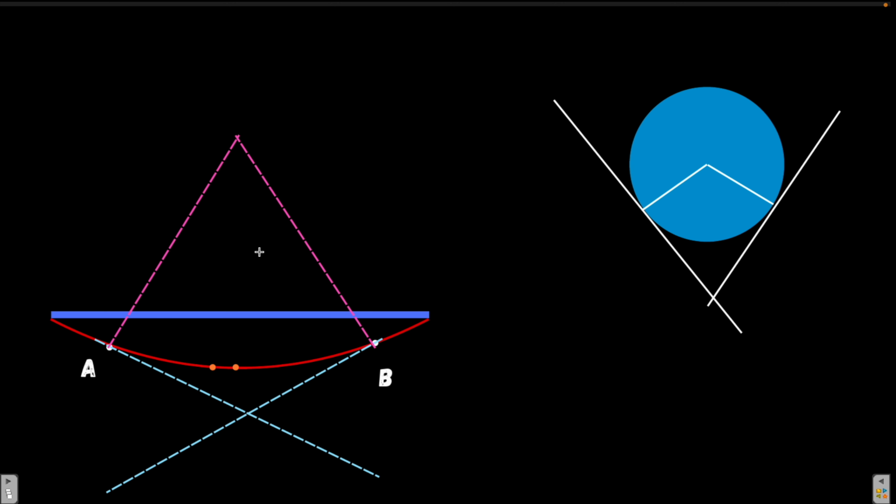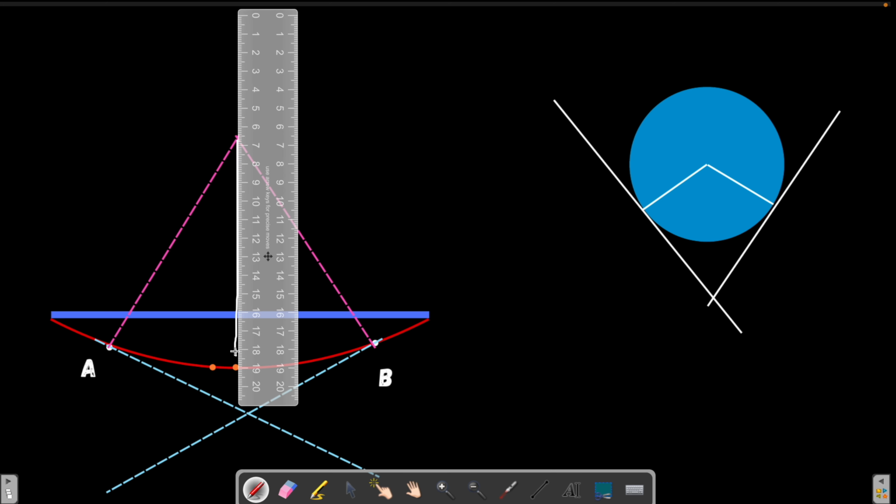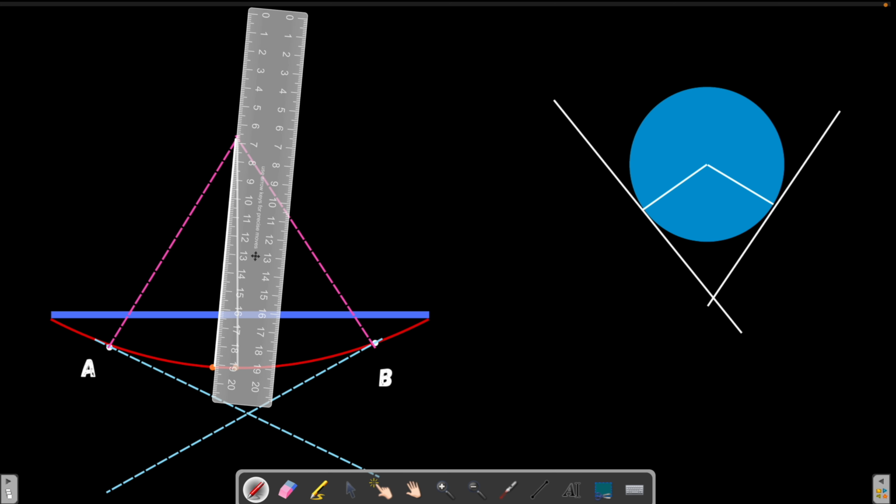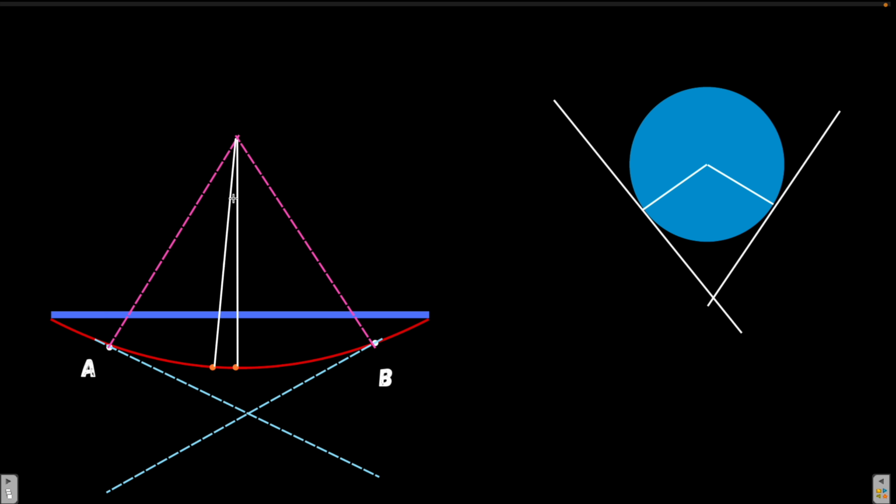So let me draw two lines first. Okay, so now this angle is d theta, this is dx, and we want to find this whole angle, which is theta. If we want to find this theta, what we have to do? We have to integrate d theta from A to B, right?